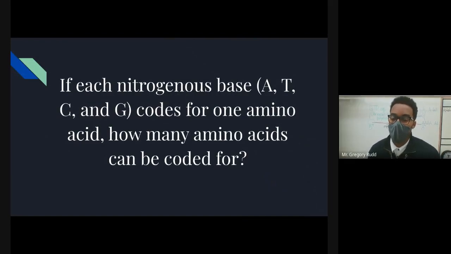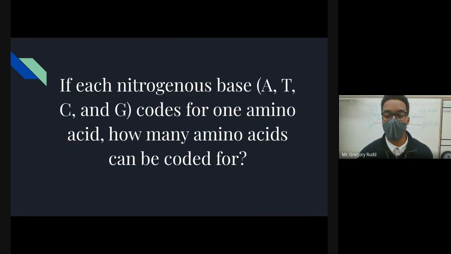So the genetic code basically tells us how certain bases, certain nitrogenous bases, A's, T's, C's, and G's, code for certain amino acids. So if each nitrogenous base were to code for one amino acid, how many amino acids can be coded for?